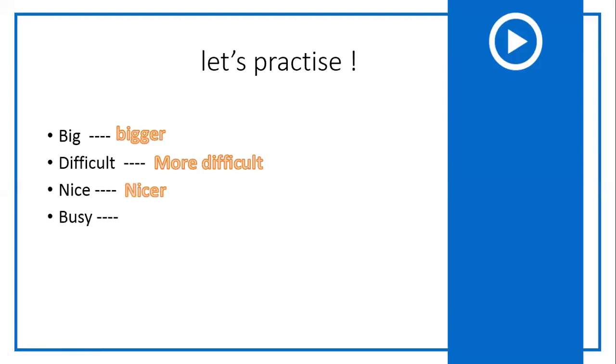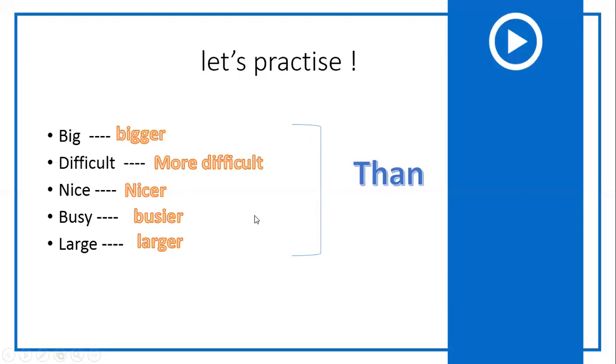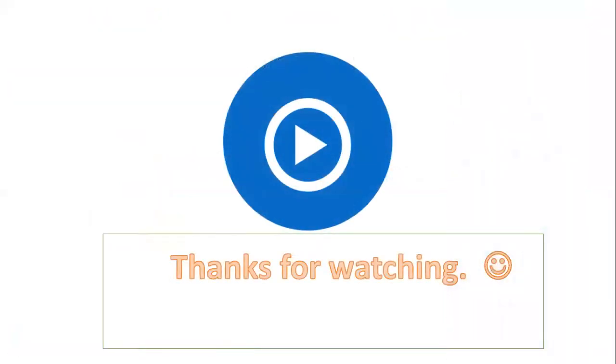And busy, but it finishes with Y. When we have Y, what are we doing? Yes, we modify it into I. Busier. And large, again, it goes the same as nice, nice and large. Both of them have E. What should we add? R, yes, larger. And of course, with all these adjectives, what do we have to add? Than, yes, than. We must write than here. So that's all with the comparative degree, students.